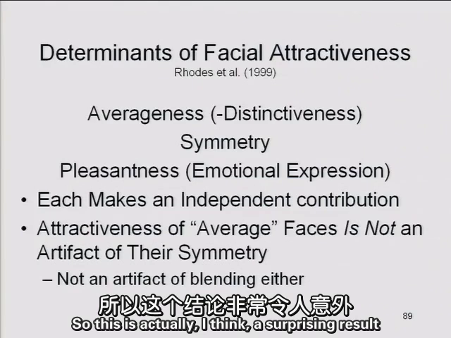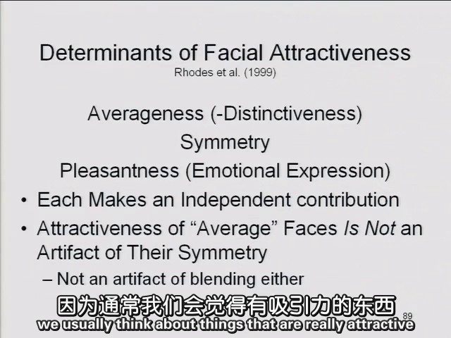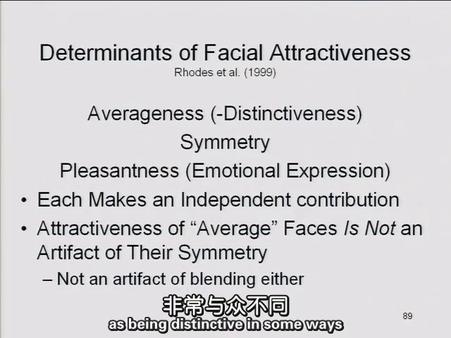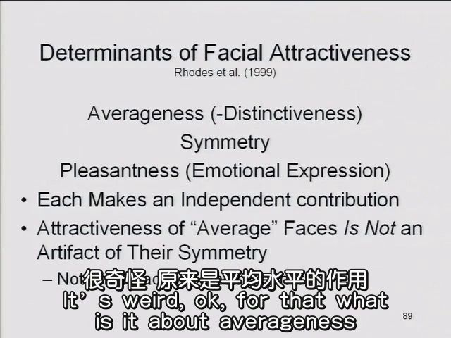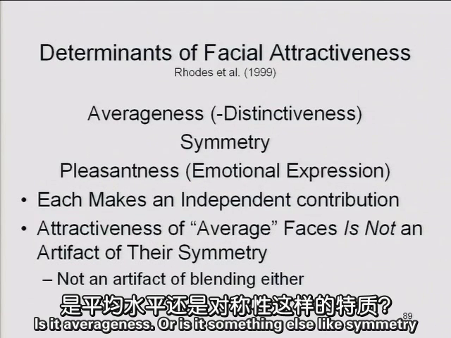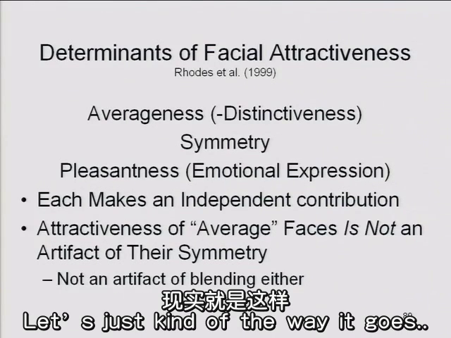So, I mean, this is actually, I think, a surprising result. We would not ordinarily think of averageness as more attractive than non-averageness. We usually think about things that are really attractive as being distinctive in some ways, but that just turns out not to be the case. It's weird, okay? But then what is it about averageness? Is it averageness, or is it something else like symmetry? It turns out to be averageness. Okay? That's just kind of the way it goes.